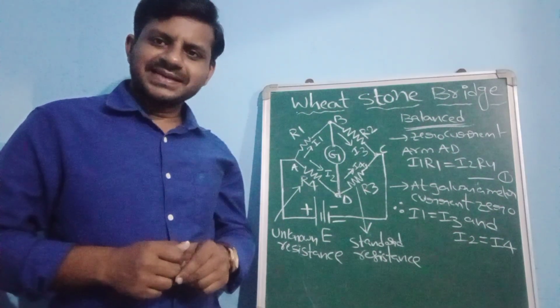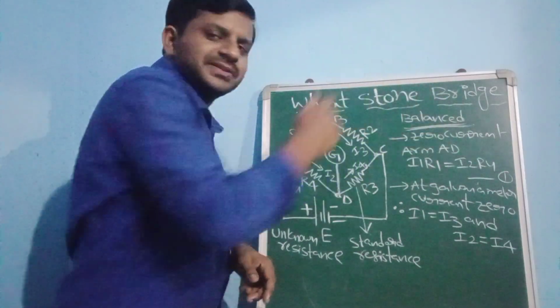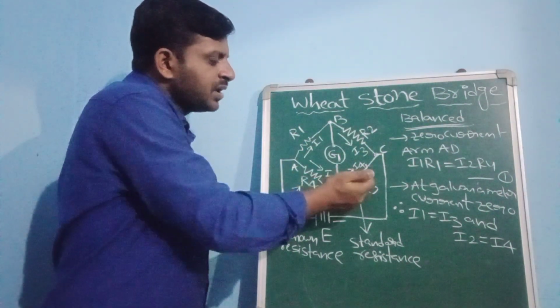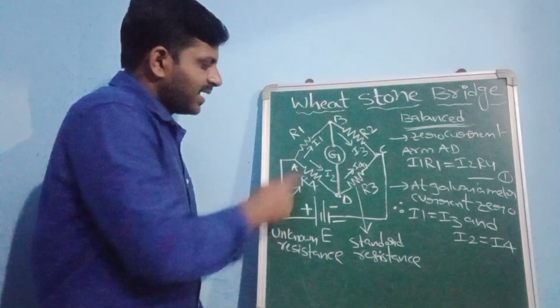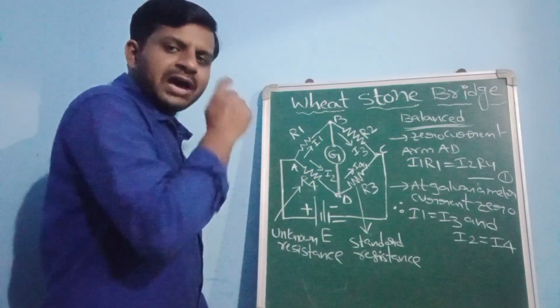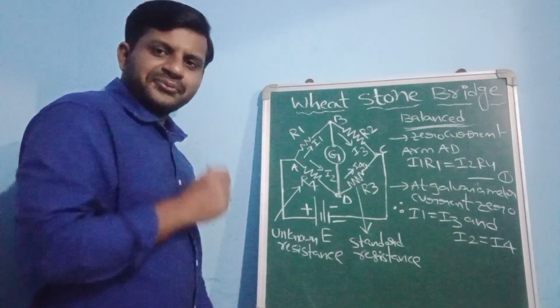Today we are going to discuss the Wheatstone bridge. So coming to this bridge, it contains a total of 4 arms, that is R1, R2, R3 and also R4.